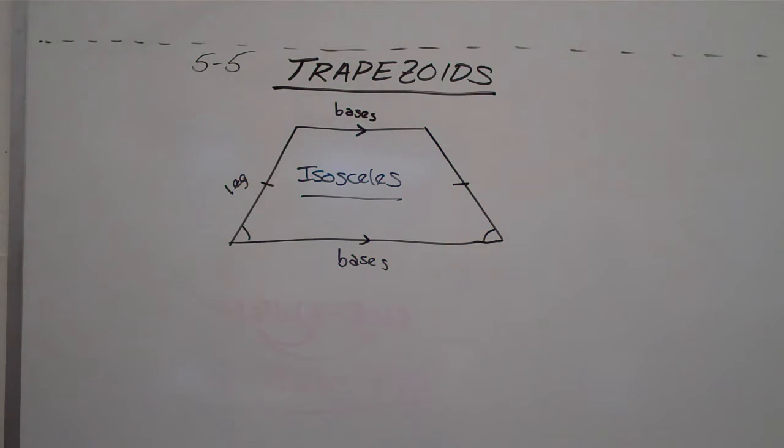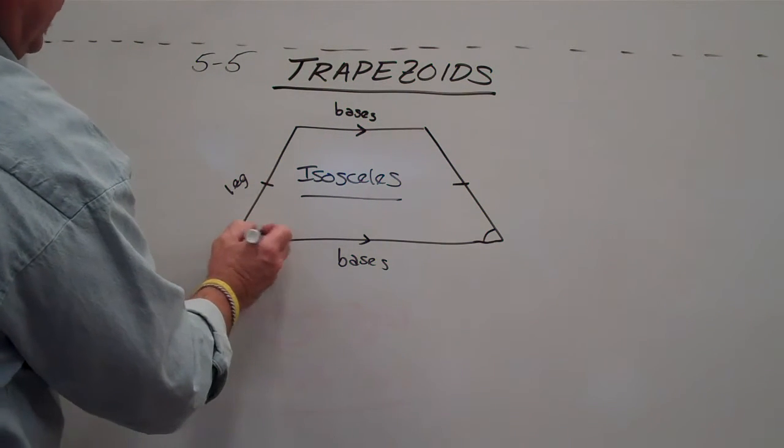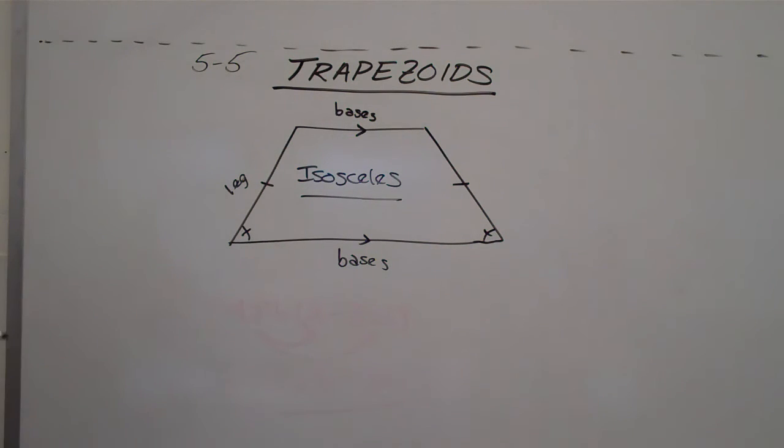Now, two introductory theorems. If we have, and I'm in theorem 518, if we have an isosceles trapezoid, then the base angles are equal, which is pretty straightforward.